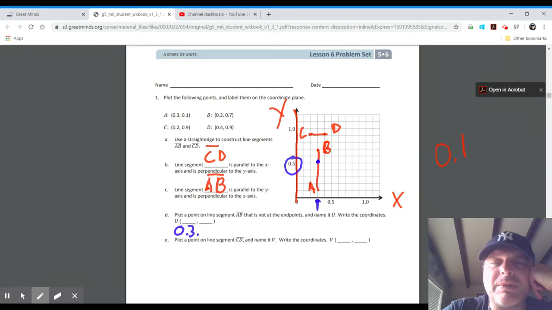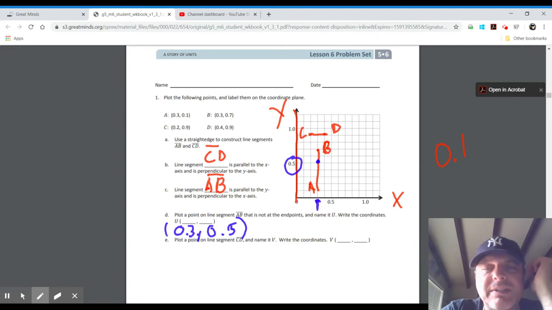So the y, I did it on purpose because the y is 0.5. Okay. That's why, because I knew it has the number right there. It's easy.